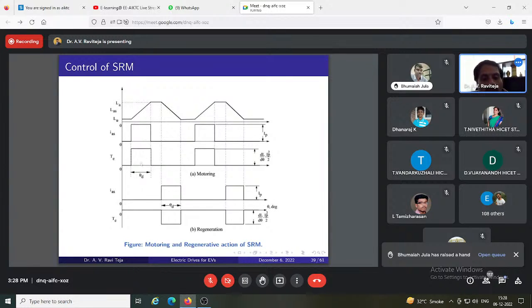Okay? And then this negative torque is used in the regenerative mode. This is motoring, this is generating. Okay? So where you try to ensure current is there when this slope is negative. Same thing goes for other phases as well.